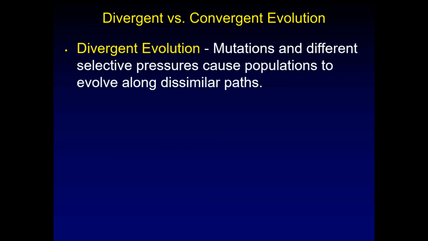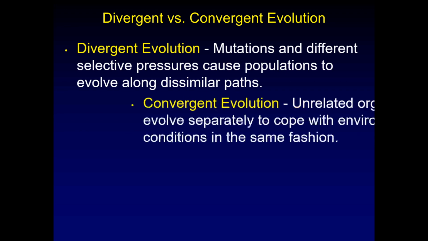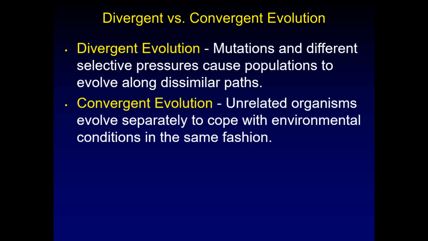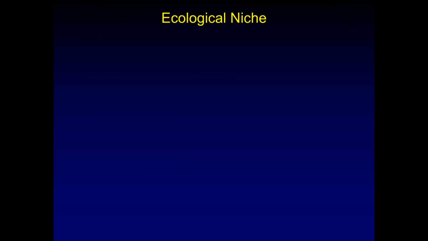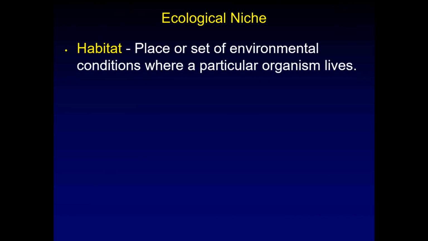So looking at divergent versus convergent. Divergent is mutations in different selective pressures causing populations to evolve along dissimilar paths. This is where you end up with how giraffes look like horses, but those selective pressures have caused them to function and act differently. And you have convergent evolution: unrelated organisms evolve separately to cope with environmental conditions in the same fashion. So the key word here is that these are unrelated for convergent evolution. So they look alike and act alike, but they are completely separate species. You see that a lot with plants, birds too.